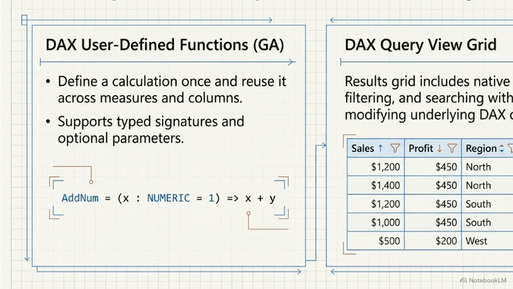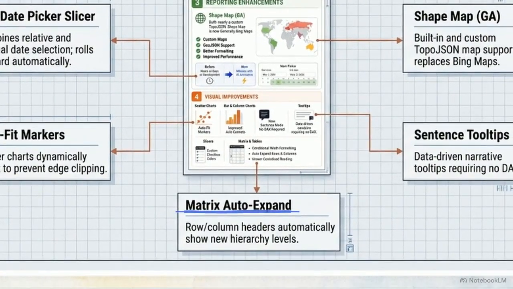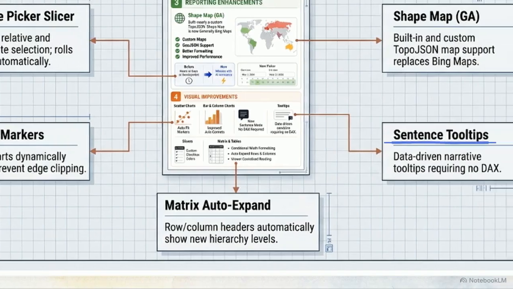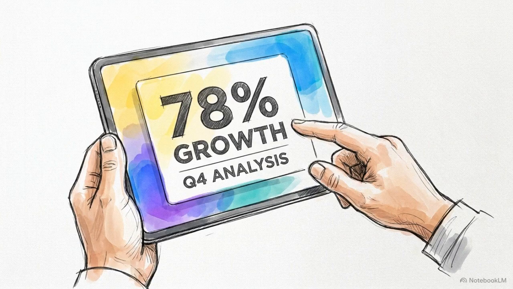This update introduces DAX User-Defined Functions, allowing logic to be defined once with typed signatures and reused across measures and columns. The new date picker slicer automatically rolls forward as data refreshes, ending the need for manual monthly updates. Matrix auto-expand now defaults new hierarchy levels to an open state, while sentence tooltips provide data-driven narratives without requiring custom DAX. These enhancements reduce the gap between asking a business question and receiving a trusted answer.